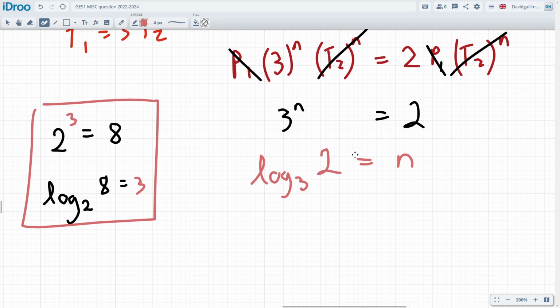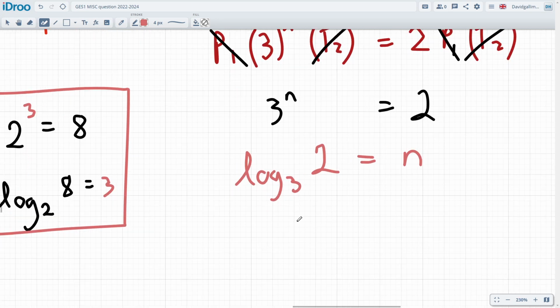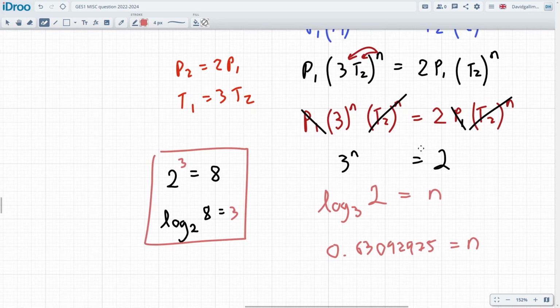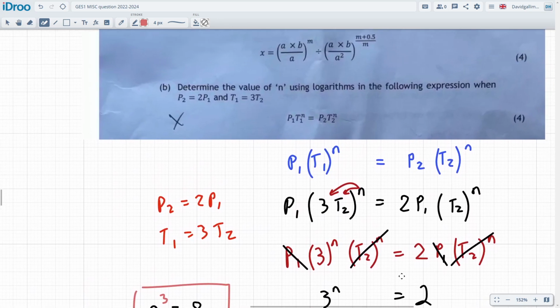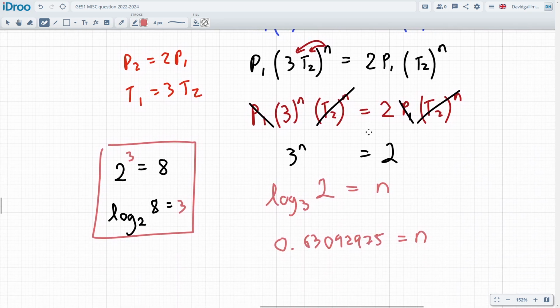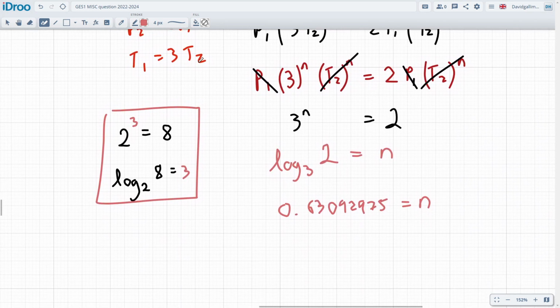0.63. Let me write that down. This is 0.63092975, etc. Right? This is equal to n, and that's actually the answer in the question because they're asking to find the value of n using logarithms, and we did. We found it. But let me prove to you that this actually works.